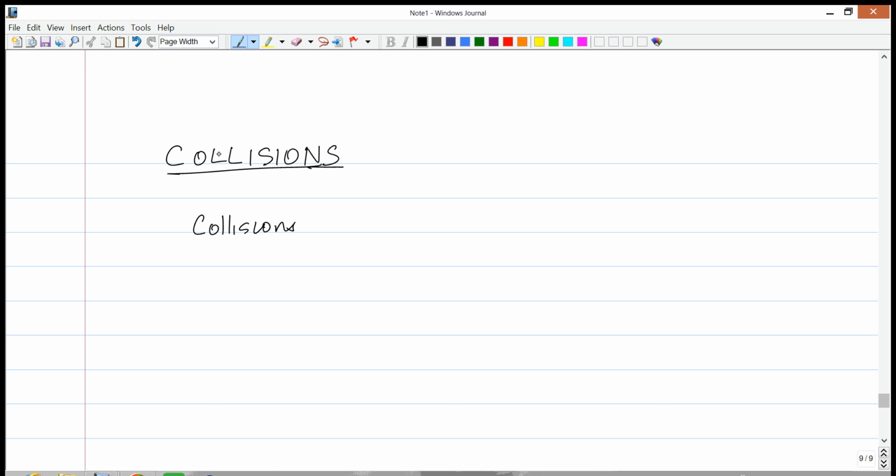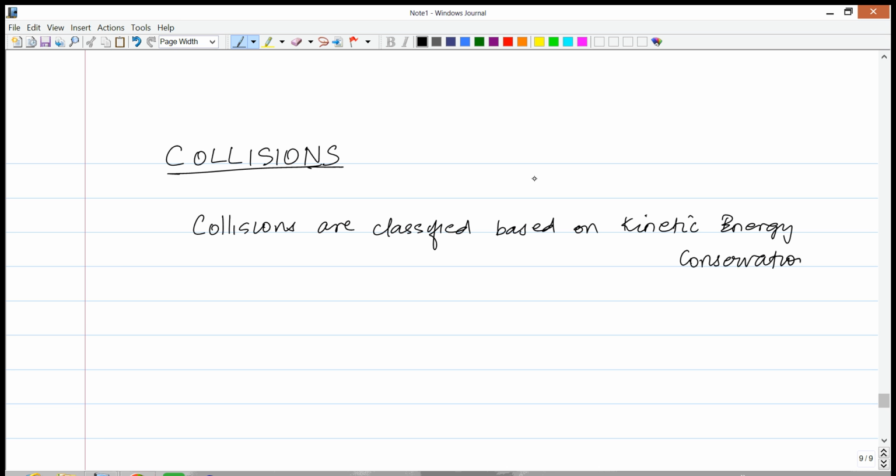So collisions are classified based on kinetic energy conservation. Now remember, this is kinetic energy conservation, okay? Not mechanical, not momentum, nothing else. It is very clear. It is kinetic energy conservation. This is where people make a lot of mistakes. They forget that it's kinetic energy, and then they think it's mechanical and momentum and all that. So very clear, collisions are classified based on kinetic energy conservation, which means by conservation we mean whether it's going to remain fixed or not.